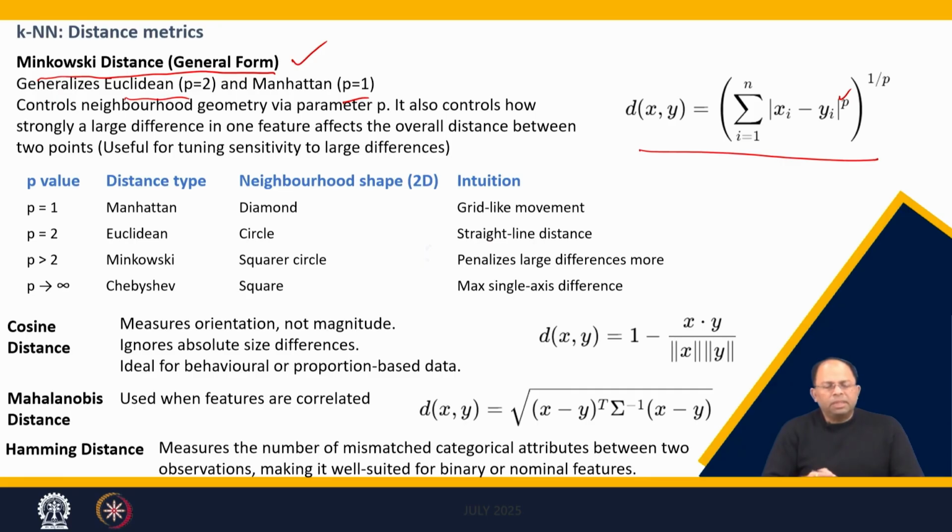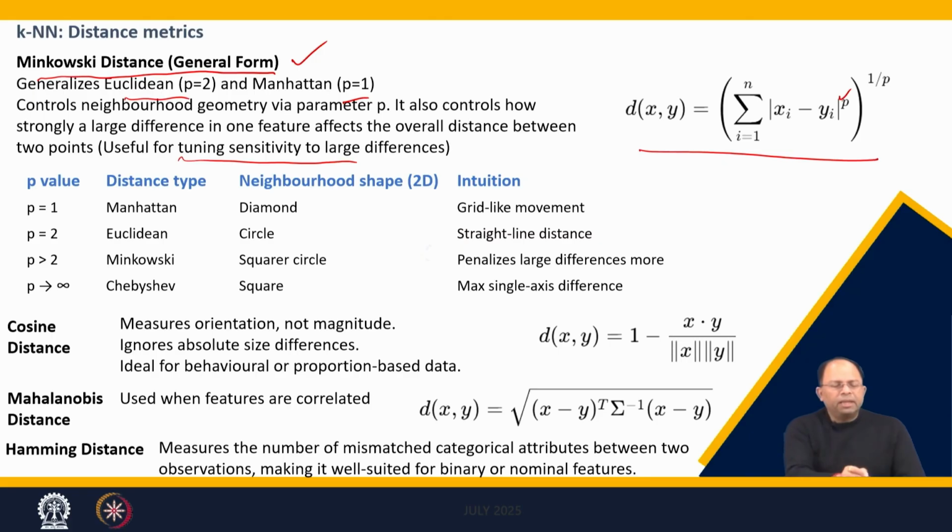And this p value actually controls the neighborhood geometry, and it also controls how strongly a large difference in one feature affects the overall distance between 2 points. What it means is, suppose there are multiple features for each point. Features means all the attributes of that particular point, and in that case one or a few features are larger compared to others, and then the way we use p can actually govern how we should consider that, and this is useful for tuning sensitivity to large differences.